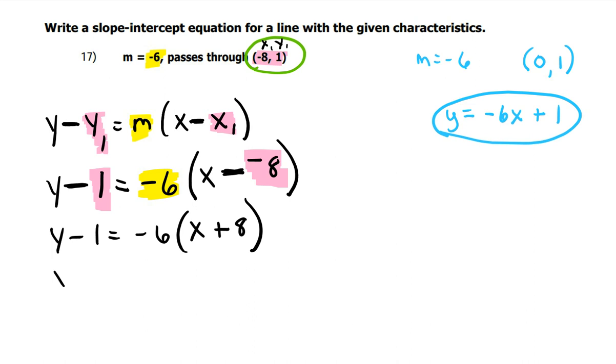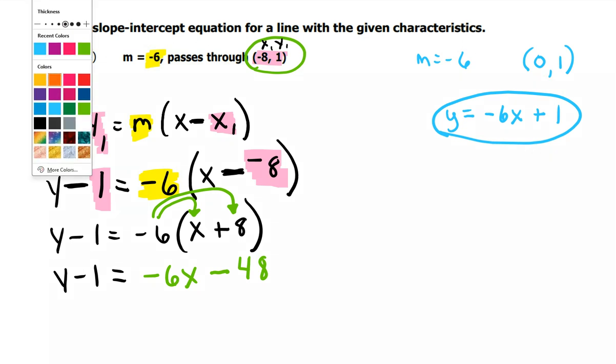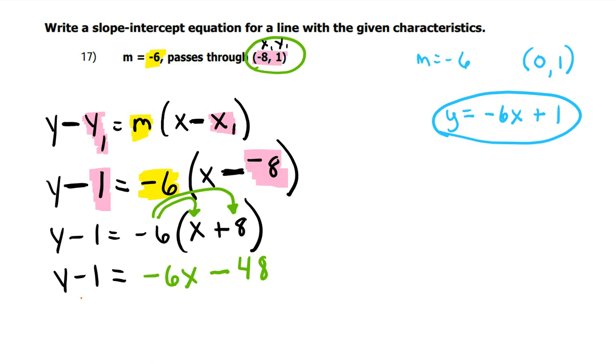And at this point, you are going to distribute. -6 times a positive x is a -6x. And then -6 times this plus 8, it's a positive 8. I think negative times positive makes that -48. So I just put a -48 down. And then the last thing I have to do is get y by itself. So I'm going to add 1 to both sides.